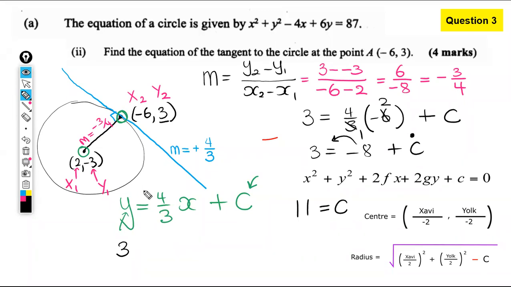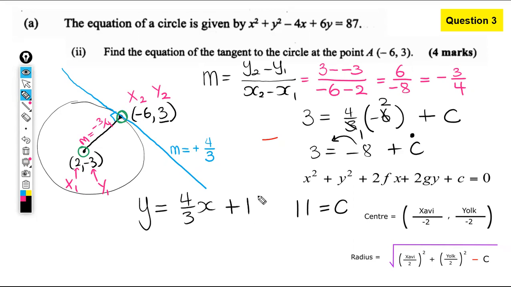Now, remember I asked you for the equation of the straight line, right? So you have to write your final answer like this. You can't leave the answer for m upstairs and you leave your answer for c downstairs. You have to write it like this: y is equal to 4 on 3x plus 11. This here is the equation of the tangent. All right, so hope you all have that correct there.